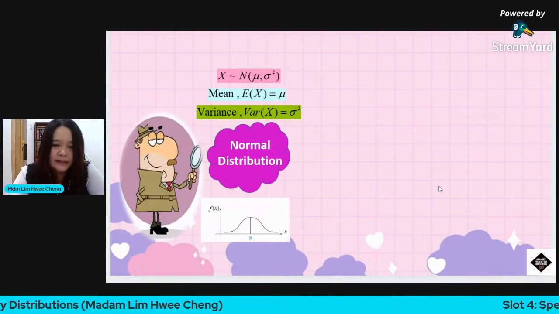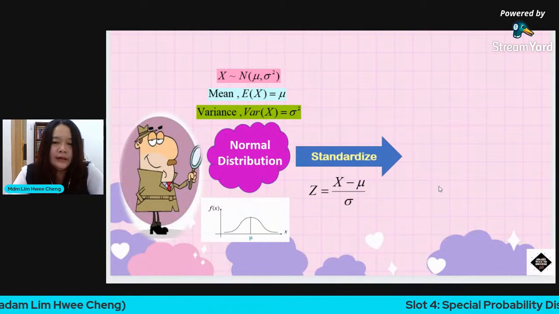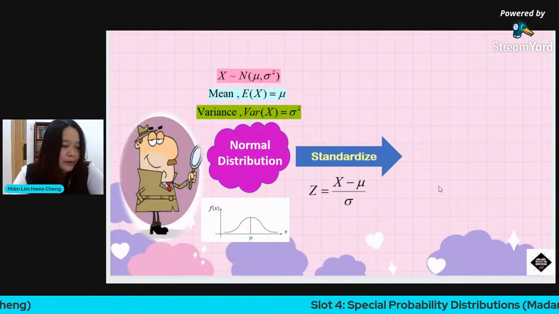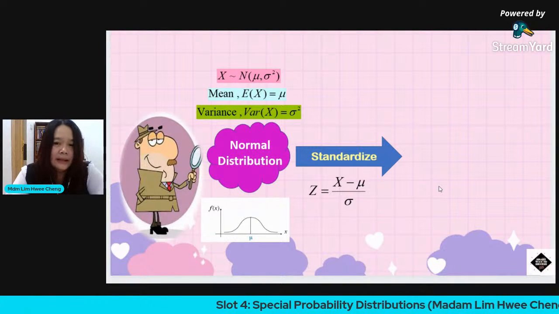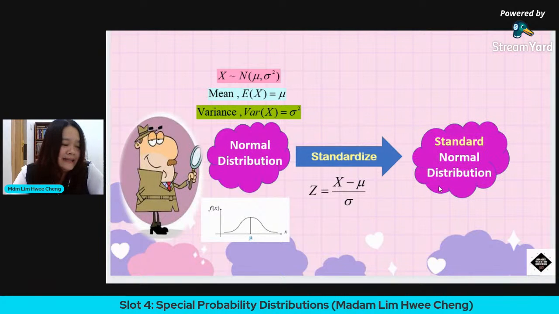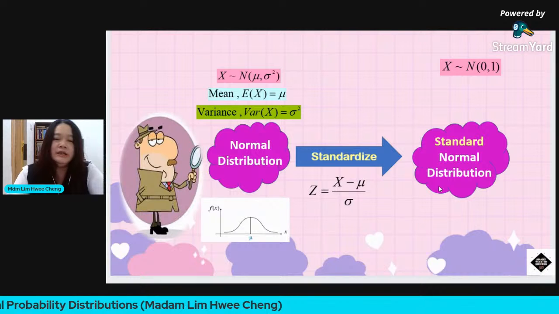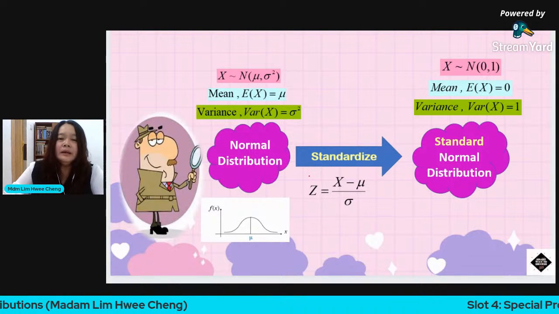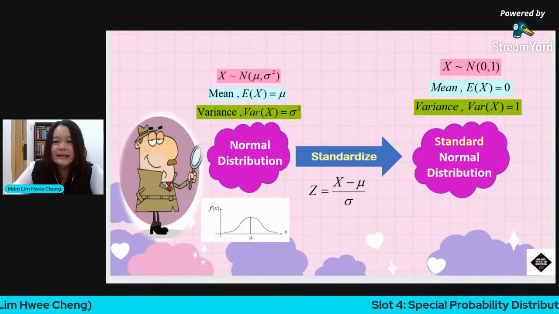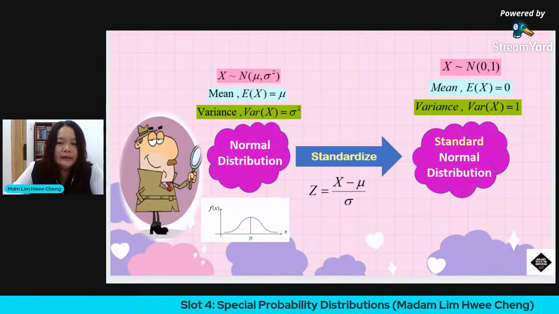To read from the table, we have to do the standardization process, because in the statistical tables we only have standardized normal distribution values. So we have to change from the normal distribution to the standard normal distribution, with a mean of 0 and a variance of 1.